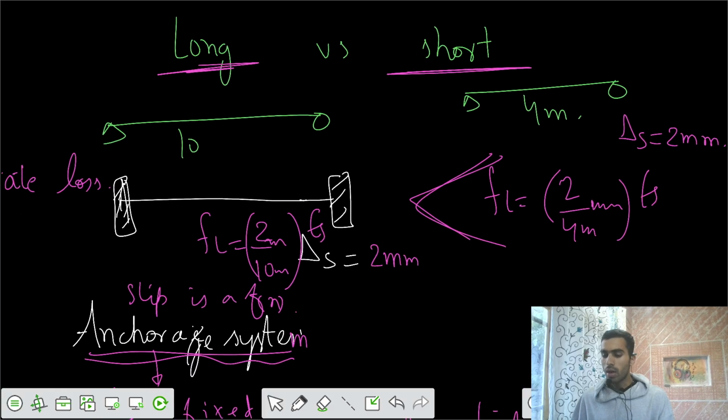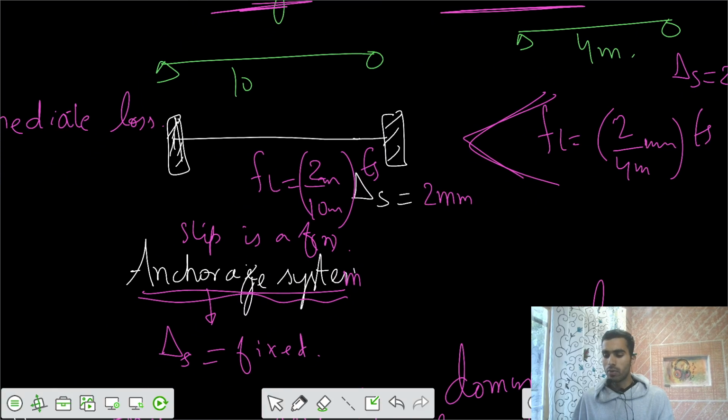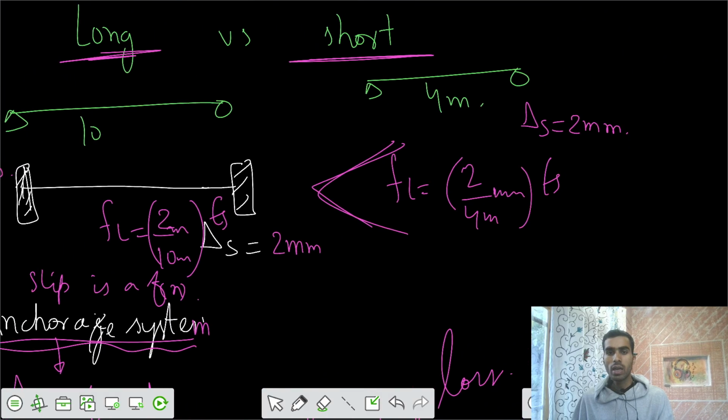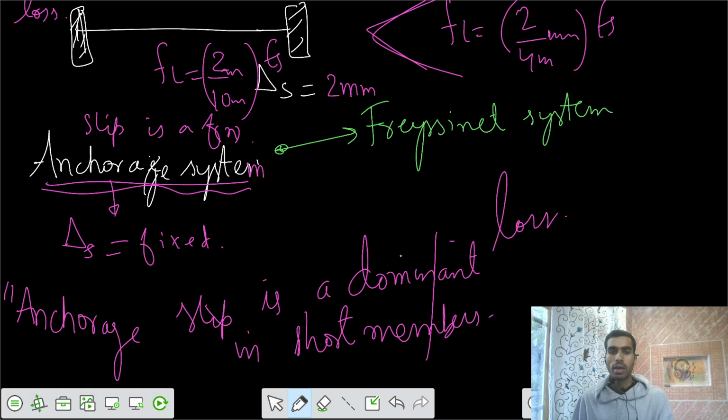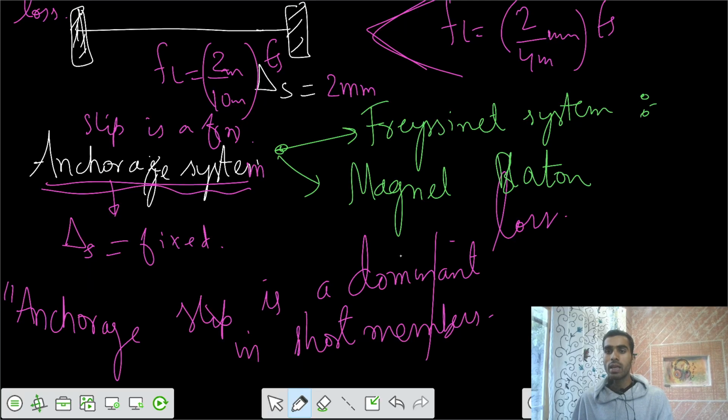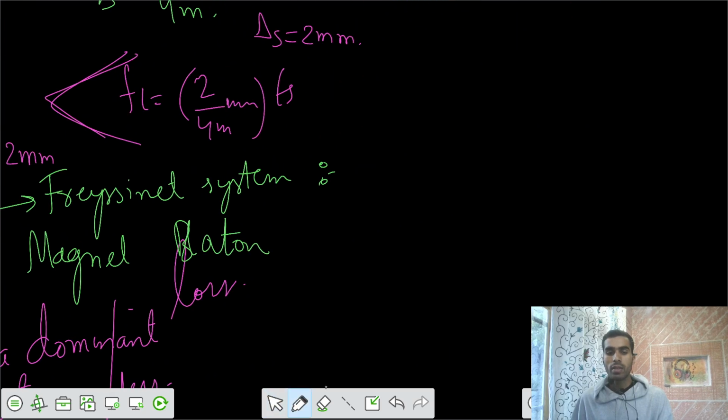Now we should go for the problems. You have different anchorage systems for the post-tension members. One of the systems we call the Freyssinet system, and one more method is the Magnel-Blaton method. In this case, the anchorage slip is in the range of 4 millimeters to 6 millimeters, and this is a fixed value.